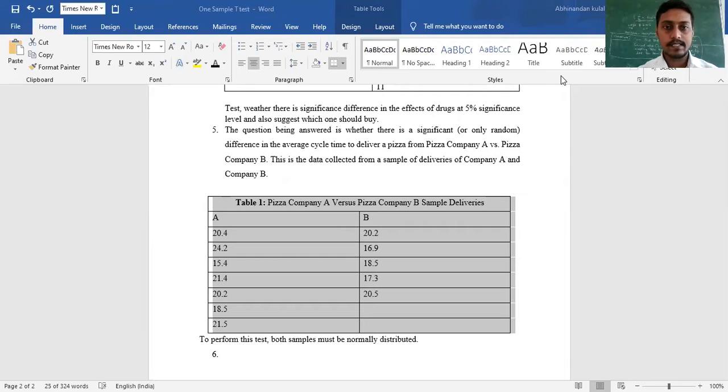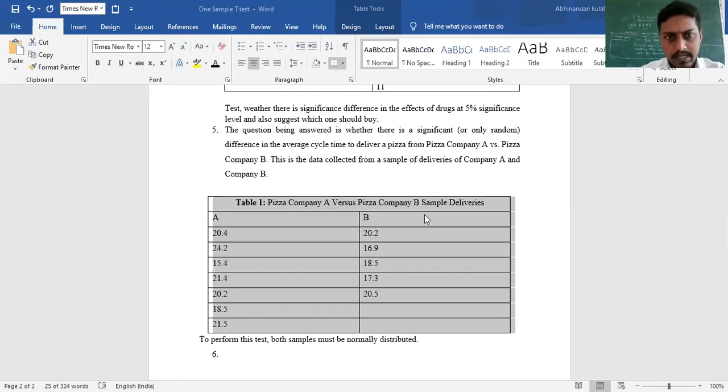One more question is there which is related to independent sample t-test. So we'll discuss this problem in today's class. See the question. The question being answered is whether there is a significant or only random difference in the average cycle time to deliver a pizza from pizza company A versus pizza company B. This is the data collected from sample deliveries of company A and company B.